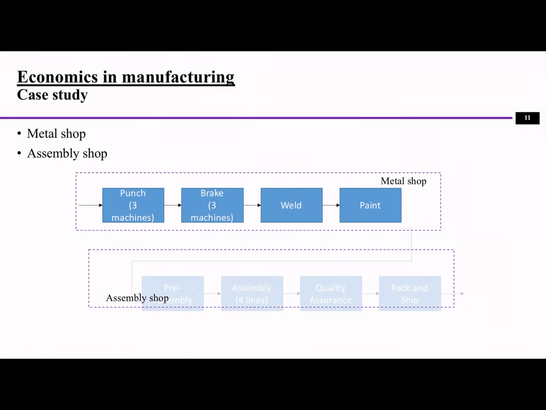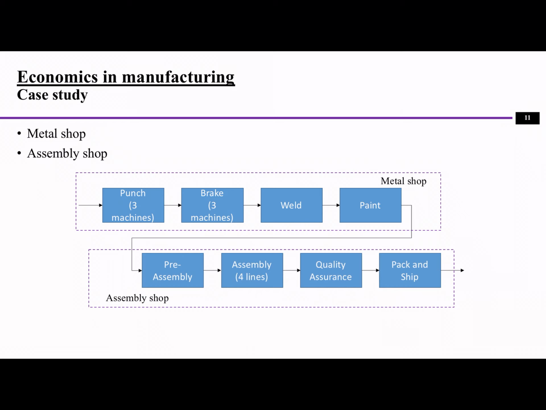And this is a little bit of background about the company. They have the punch process, the brake, the bending process, the welding, the painting, the pre-assembly, and then assembly, quality assurance, and packaging and shipping. They separate into two shops. One is a metal shop, the other one is an assembly shop.